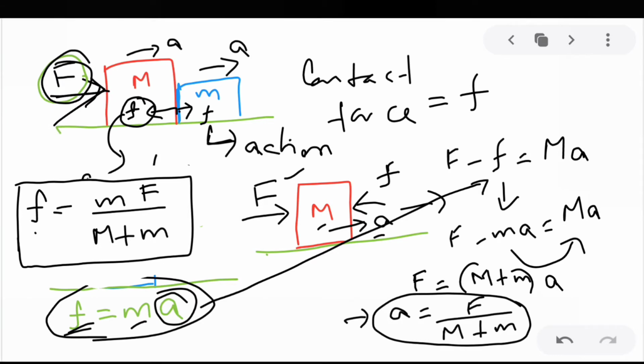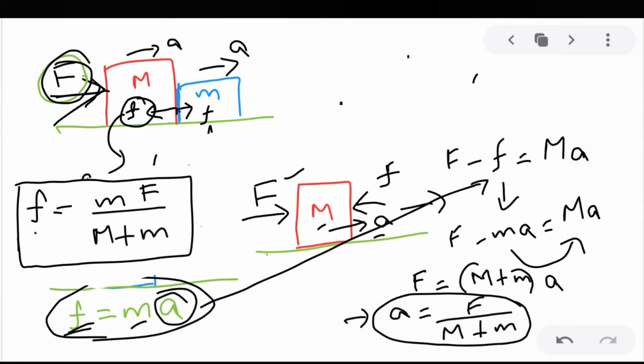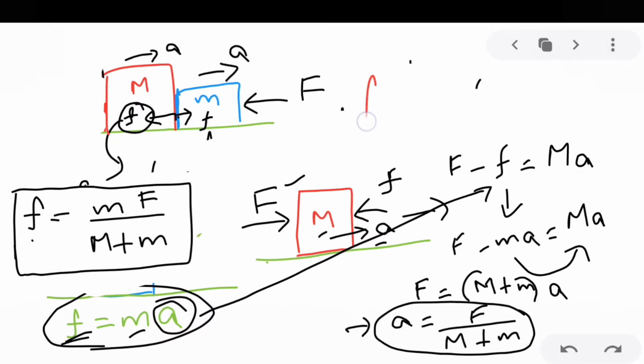Now you may check this at your end: what will happen if the force is acting on small m from the right-hand side instead of from the left-hand side? In that case, what will be the expression for the contact force? Please try this at your end using the same concept. This is how you can find the contact force arising between two masses in contact.